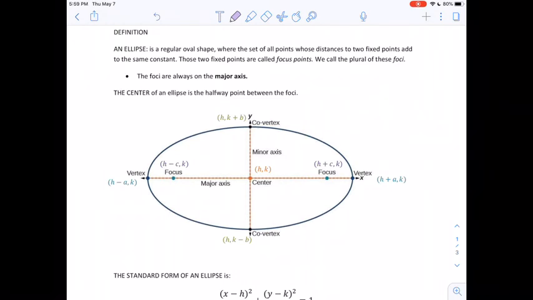I know this is a lot of new terminology, but once we get into the graphing, I'm more concerned on, can you find the four vertices, can you find the center, can you find the foci, and graph these ellipses.